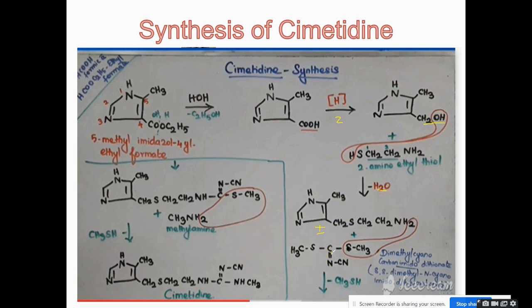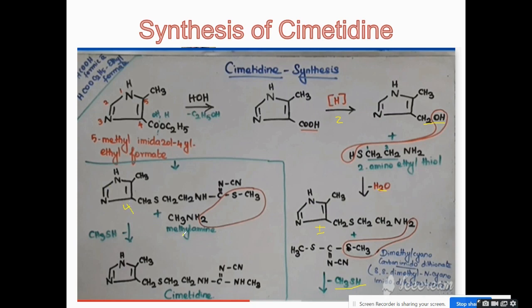This reacts with dimethyl cyano carbonimidodithionate. They consist of two sulfur groups, so dithionate. It reacts with the intermediate 3. When the reaction takes place, one of the thiomethyl groups is separated out. So in the fourth step reaction, we get a fourth intermediate.